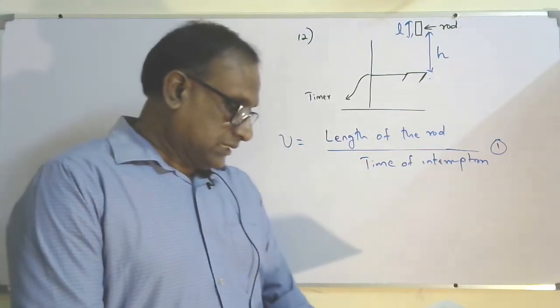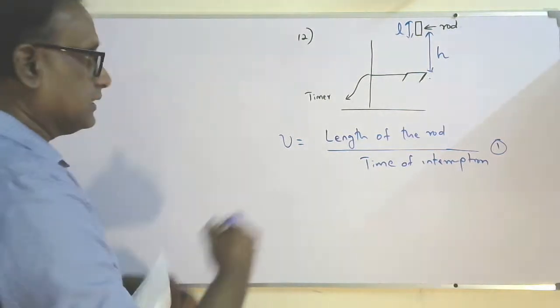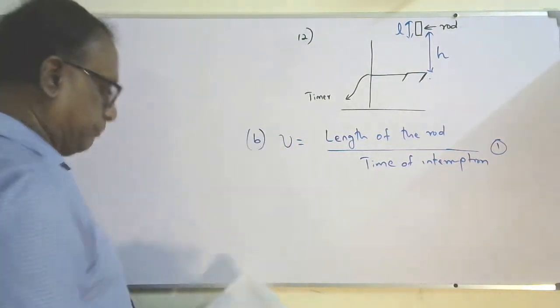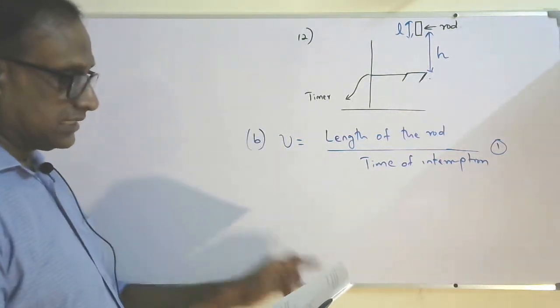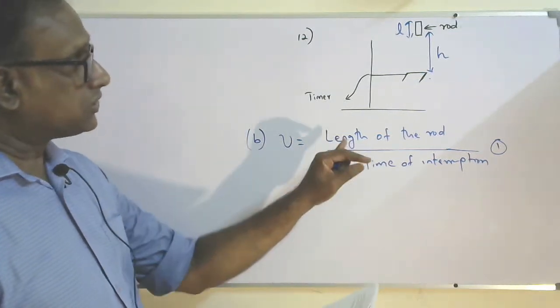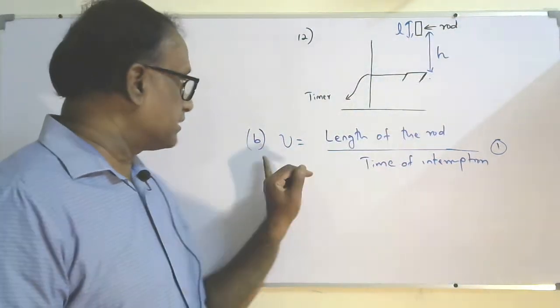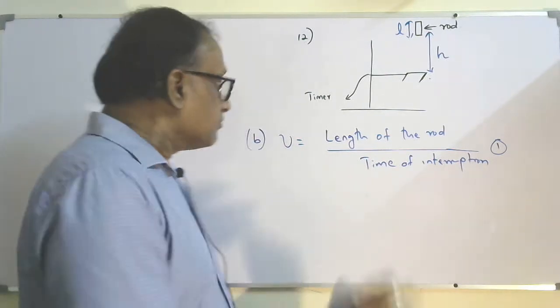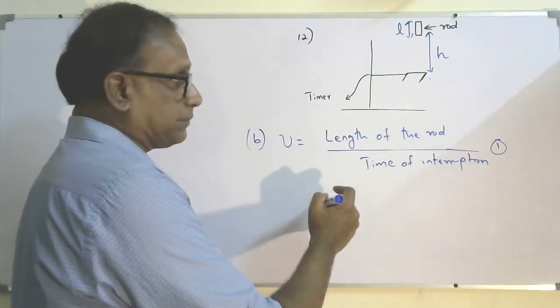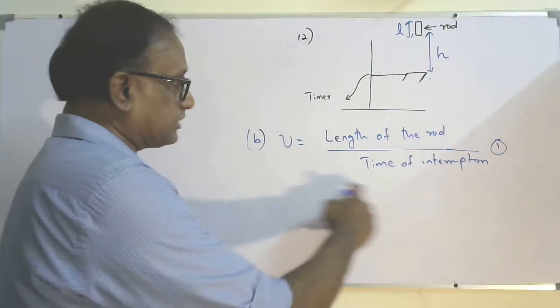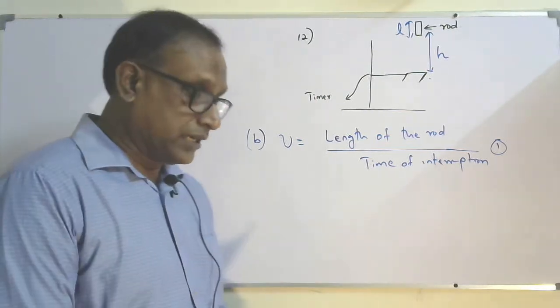Part C, so I answered this, sorry, this is D part. A part, I already answered, that is the two measurements: one is the length of the rod and the other one is the initial height. This is the D part. For the second mark, I should say, repeat the experiment and find the average time. That should be written for the D part, second mark.